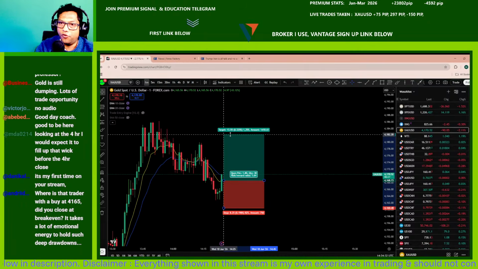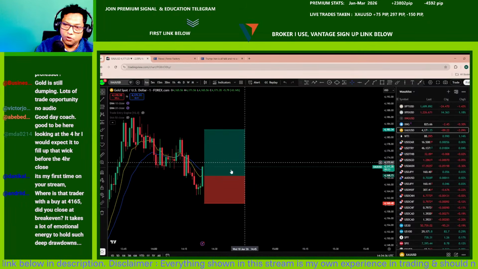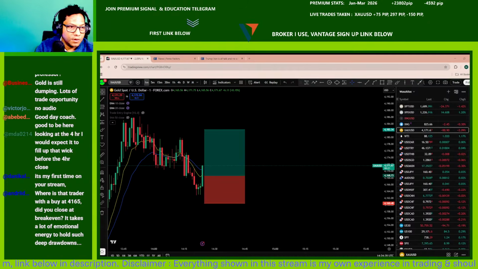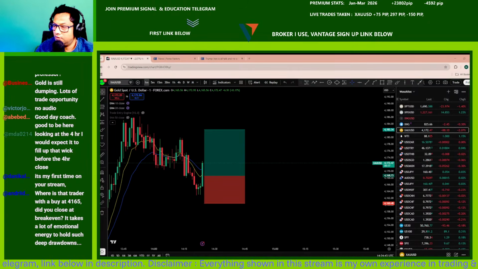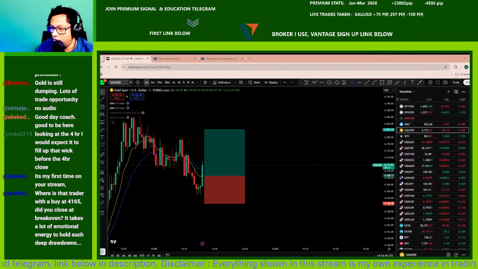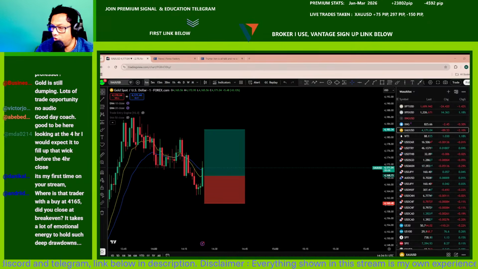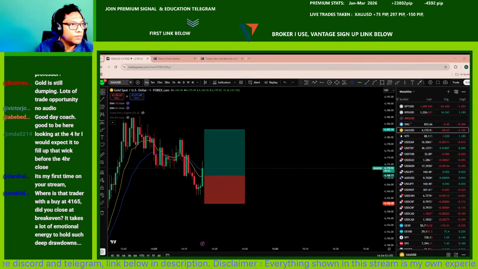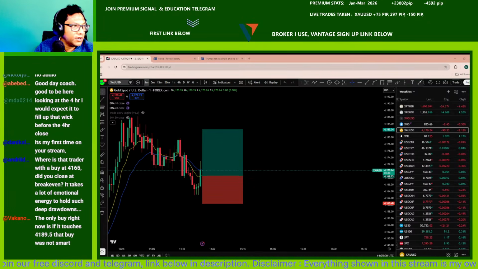Okay, now going to look for a similar kind of setup here. I will be looking at a long and a very tight stop loss at 4160.48. Profit target will be set at 4182.34. This is also a buy trade.